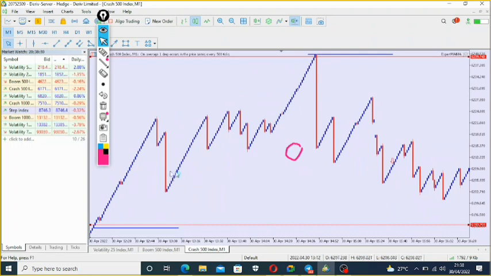Before then, you can see this line here, this level here. This should be your first. Maybe you enter multiple positions. This level here should have been your first take profit. Then this level should be your final take profit based on this.